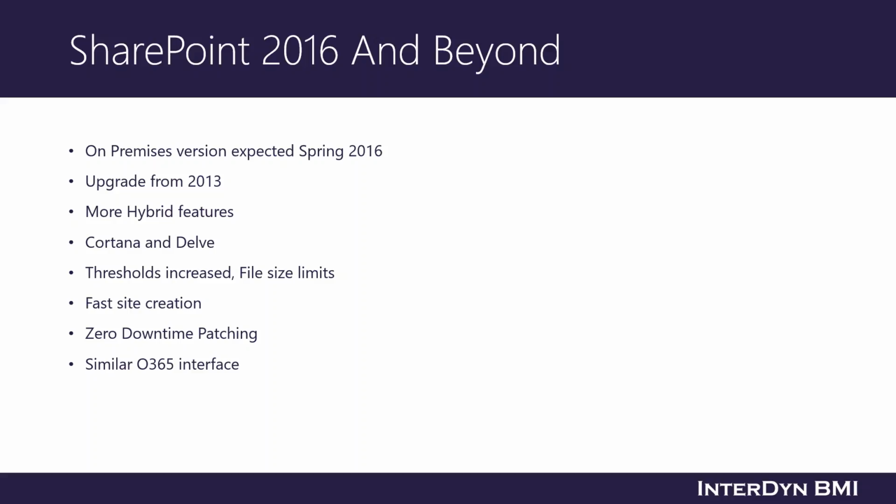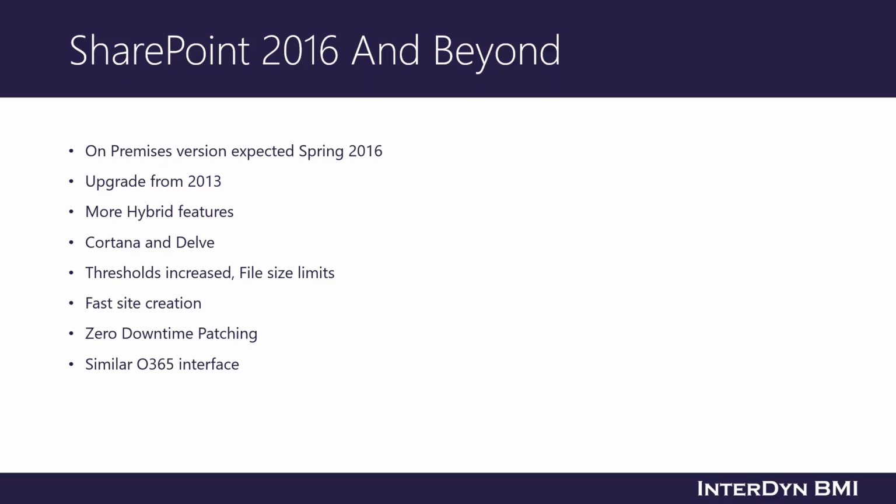Okay, SharePoint 2016 and beyond. The on-premise version of SharePoint 2016 is expected in the spring. There is no direct upgrade if you have a previous version of SharePoint, so you have to basically be upgraded to 2013 and then upgrade from 2013.